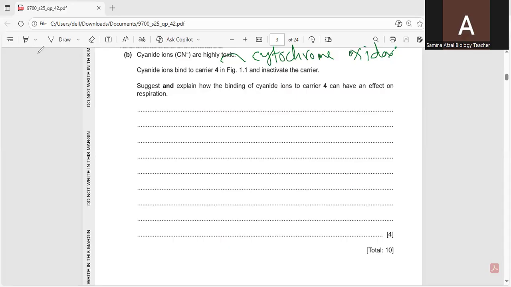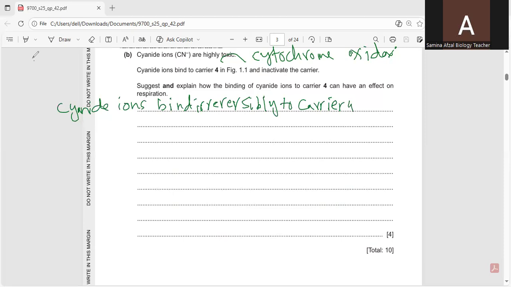I will start with the first step, which is that the cyanide ions bind irreversibly to carrier 4, which is cytochrome oxidase, which is located in the inner mitochondria.